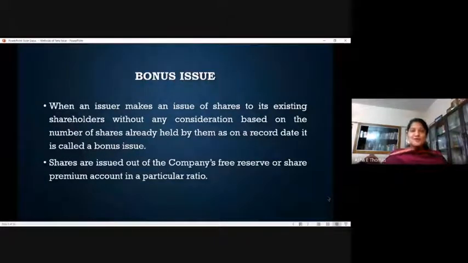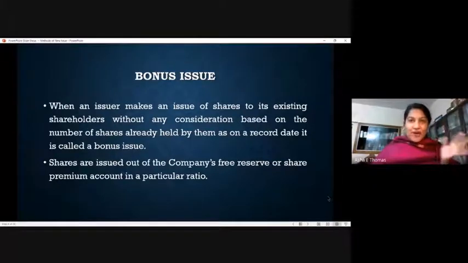Bonus issue is nothing but issue of shares to the existing shareholders without any consideration, based on the number of shares already held by them. They are already owners of the company on a recorded date, and then the company is sharing the profit of that ownership by issue of shares. That will be brought under the category of bonus issue. When the company is issuing profit in the form of shares, that is called bonus issue. That's why the company will not take any consideration. It's actually the profit that belongs to the shareholders that is distributed in the form of shares. So bonus issue is that.